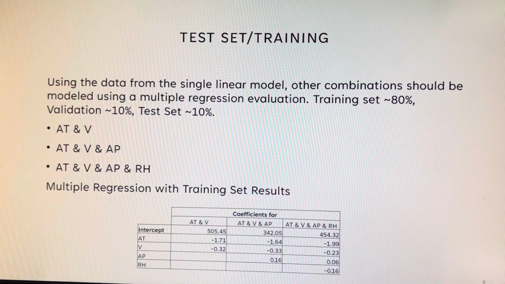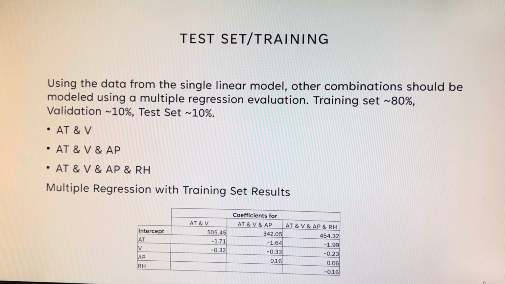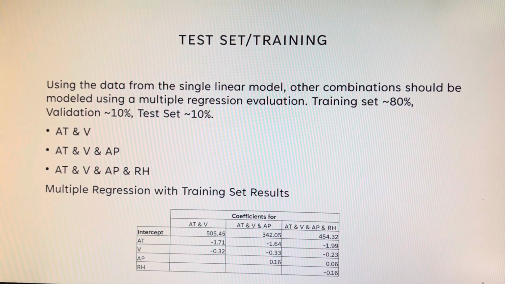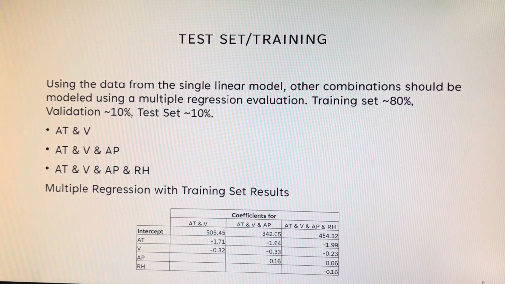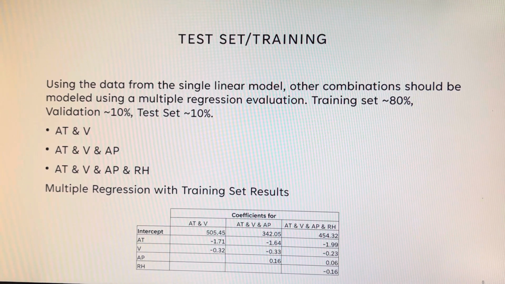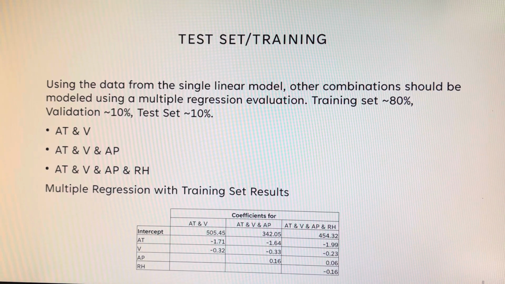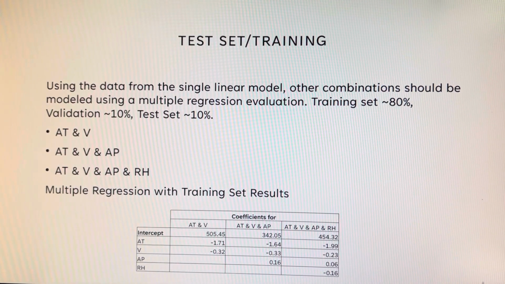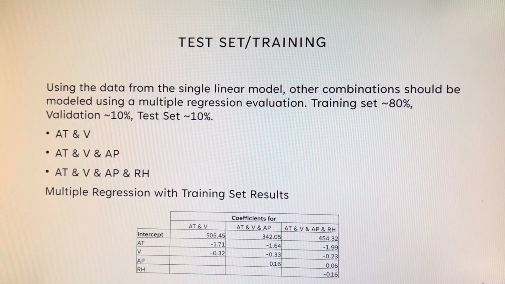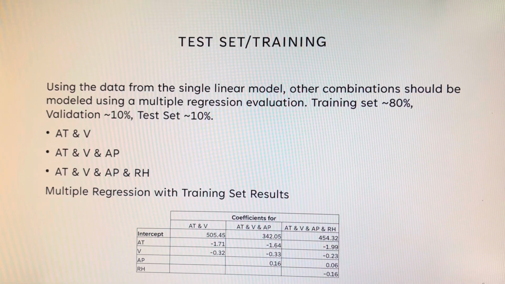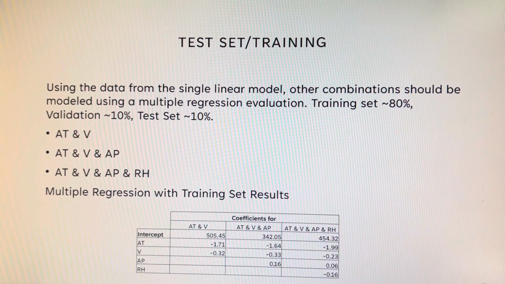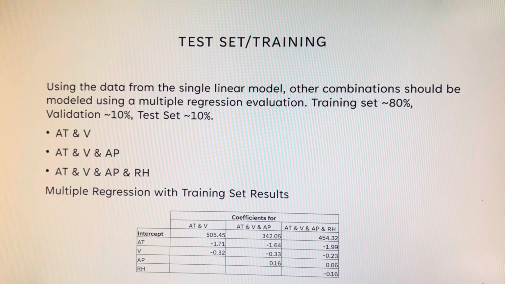Next is the test set and training. So using the data from that single linear model, other combinations should be tested using a multiple regression evaluation. And typically for a training set, you want to come with an 80% training, 10% validation, and a 10% test set. So I've grouped the features by just groupings. So we'll look at the AT and V, we'll look at AT and V and add AP, and then also add RH to that last set.